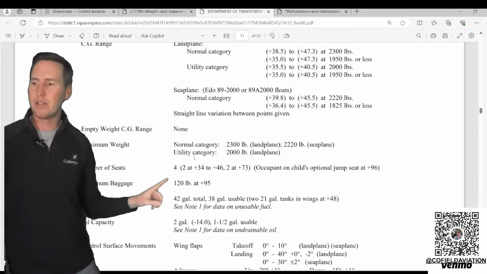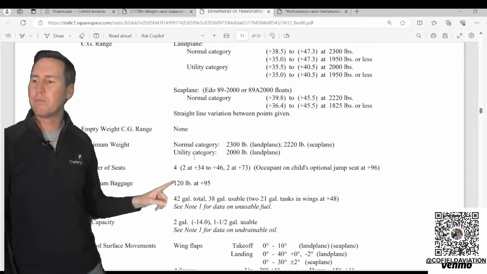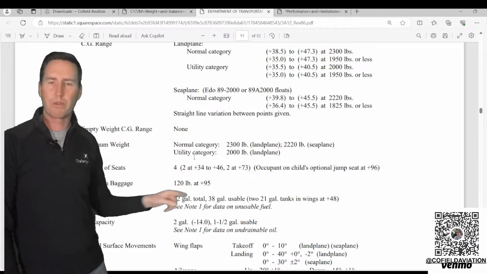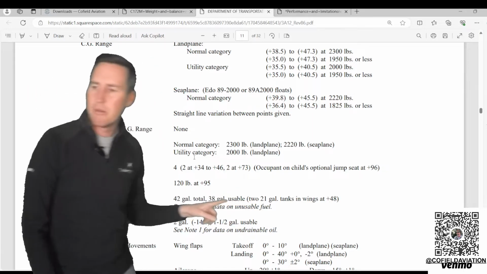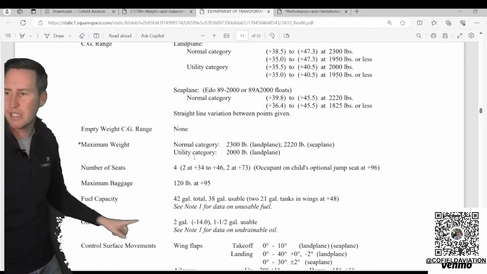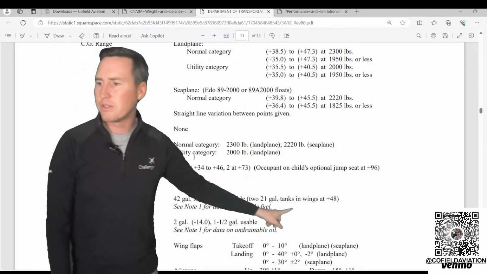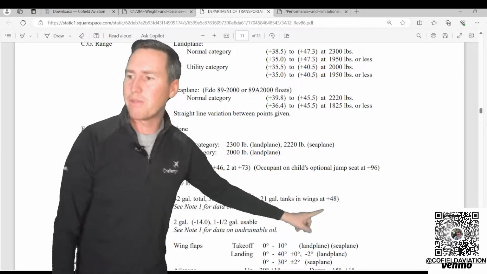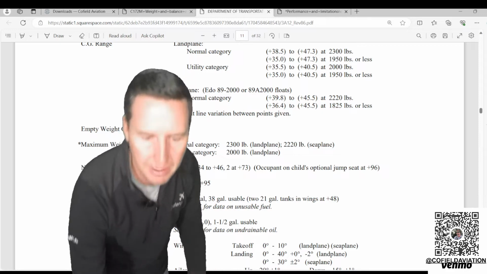So don't let an examiner or even me ask you a question of, hey, your buddy brings a 150-pound bag, and you throw it in the baggage compartment, because that would be exceeding the limitations. But right here, if you can see fuel capacity, 42 gallons total, 38 gallons usable. You have two tanks at plus 48, okay? So you can find all of these arms right on the type certificate data sheet for your aircraft.